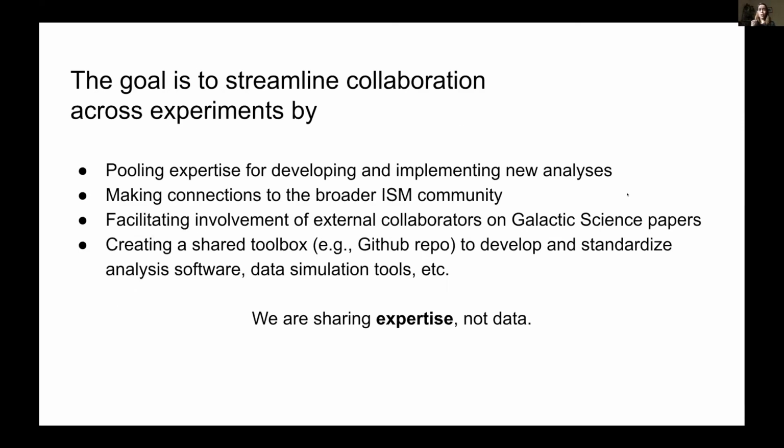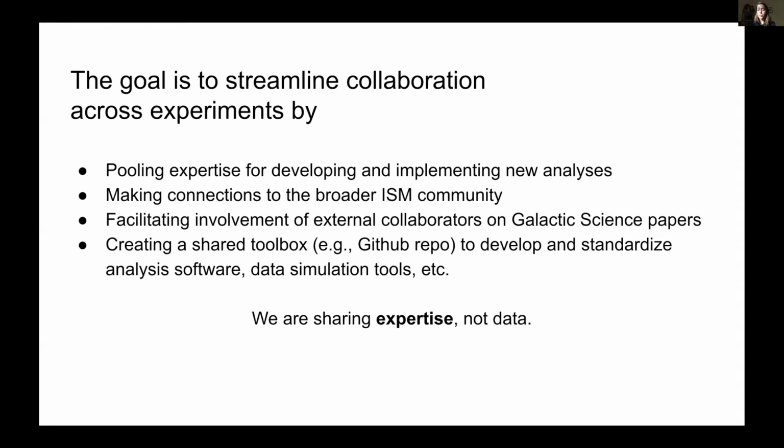So our vision here is really to streamline collaboration, because there are many of us who care about these things, but we're spread across a whole bunch of different experiments. It's not efficient for us to have 9 different telecons discussing the same thing in the context of every different experiment. And so part of what we want to do here is really pool expertise from the community.